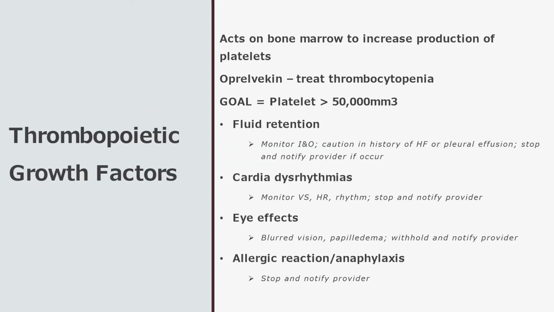Okay, so the last growth factor are going to be the thrombopoietic growth factors. These are going to act in the bone marrow to increase production of platelets. So these are directly related to platelets. So then we're treating a platelet disorder called thrombocytopenia. And the example here for thrombopoietic is going to be romiplostim. Our goal then for therapy is going to be based on our platelet level. And so we want to increase our platelet level to greater than 50,000.